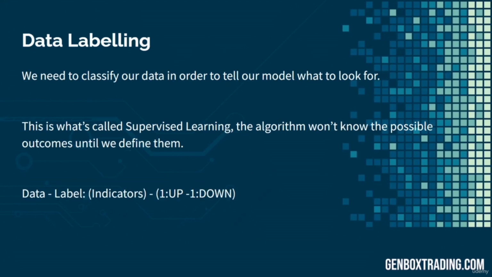Then we are going to classify that data in order to tell our model what to look for. This is what's called supervised learning. The algorithms won't know the possible outcomes until we define them, and in this case we are going to be sticking to something simple. We are going to be having data, in this case technical analysis indicators. Our labels are going to be binary. The stock price can either go up the next day or go down, and that's what we are going to feed our model. We are going to have the current data and the next day return as our label.